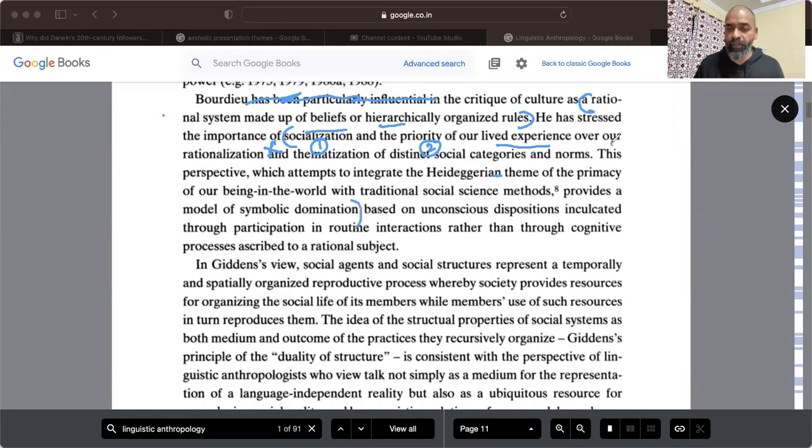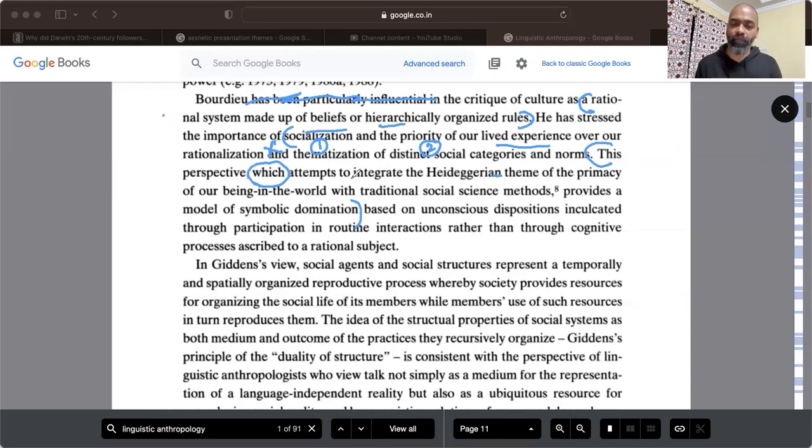This perspective provides a model of symbolic domination, whatever that is. This perspective attempts to integrate the Heideggerian theme of primacy of our being in the world with traditional social science methods. This is what we call a relative clause. So it's like relatives tag along with you and you can never really get rid of them. The relative clause tags along with the main clause to give extra information. It's not like two different clauses. The relative clause just adds extra information to the main clause.